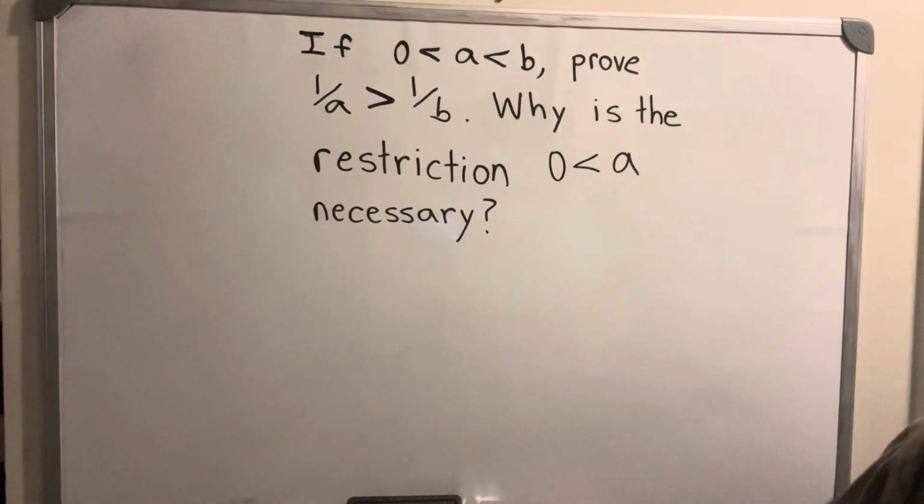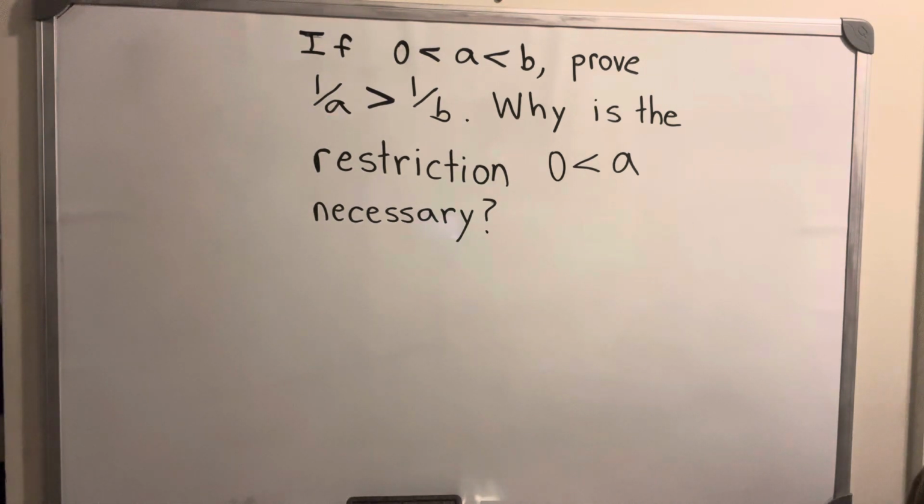This problem says if 0 is less than A, which is less than B, prove that 1 over A is greater than 1 over B. And why is the restriction A is greater than 0 necessary?